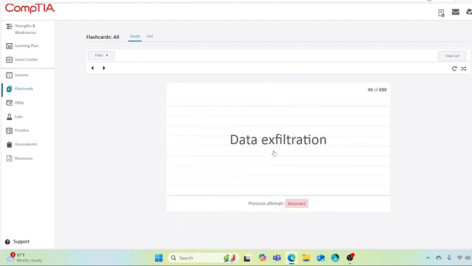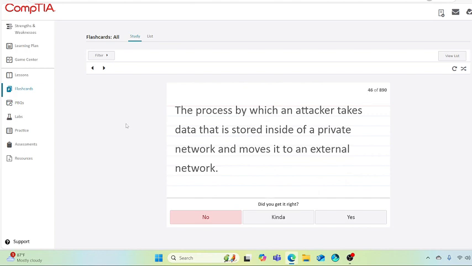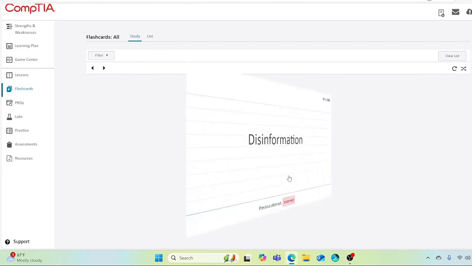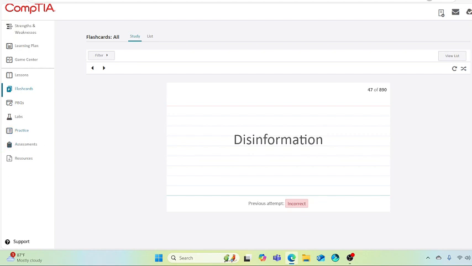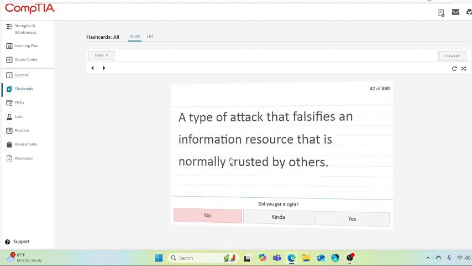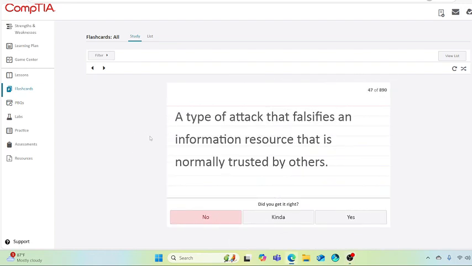Data exfiltration. The process by which an attacker takes data that is stored inside of a private network and moves it to an external network. Disinformation. A type of attack that falsifies an information resource that is normally trusted by others.